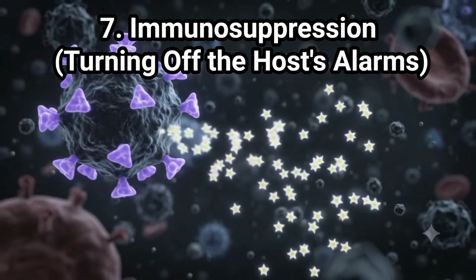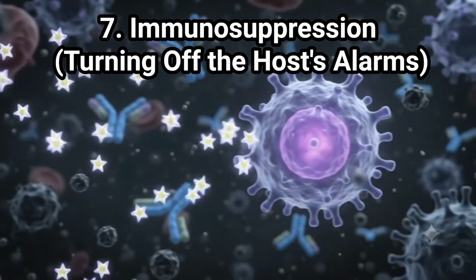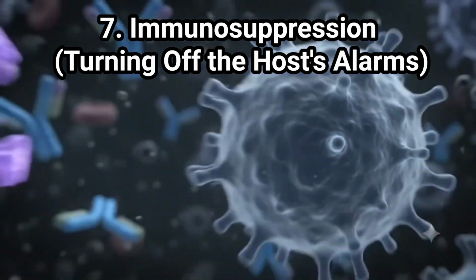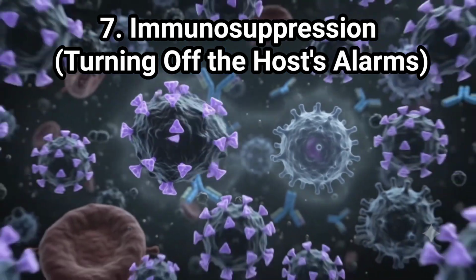Pathogens can also suppress the host's immune system. They release chemical signals to turn off immune alarms. These signals bind to immune cells, and the infection now spreads completely unhindered.